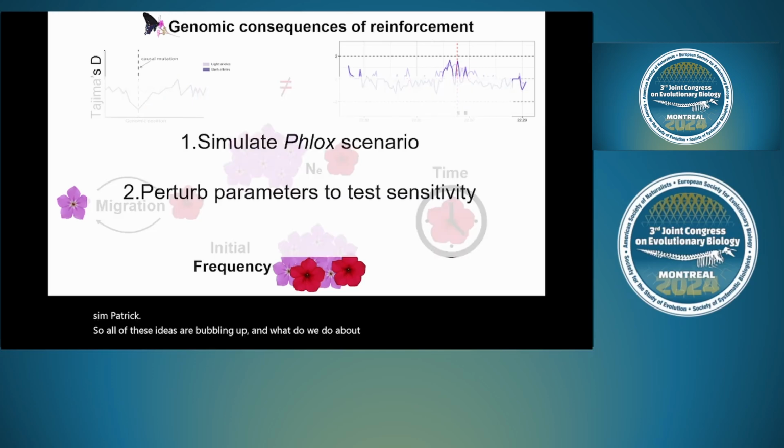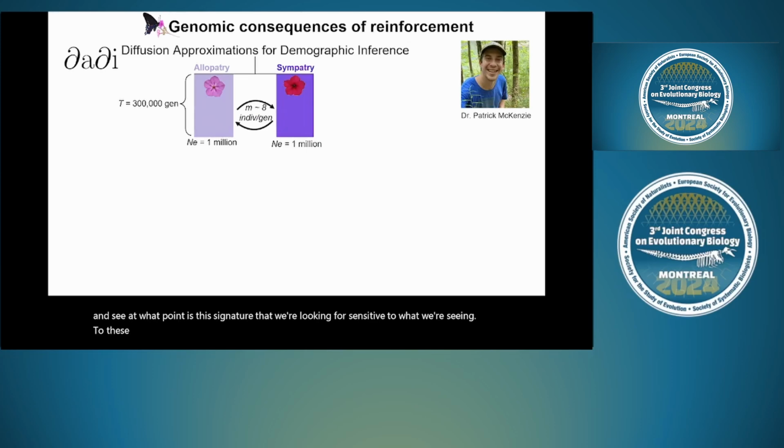Our strategy was to actually now infer some of these demographic parameters from the data and try to simulate what a selective event would look like in sympatry, and then start to play around with these parameters and see at what point this signature that we're looking for is sensitive to these parameters. So this is work done by a fabulous postdoc in the lab, Patrick, who used this diffusion approximation for demographic inference, the dadi program, using a whole bunch of neutral genetic variation across allopatric and sympatric populations to infer some of these fundamental demographic parameters.